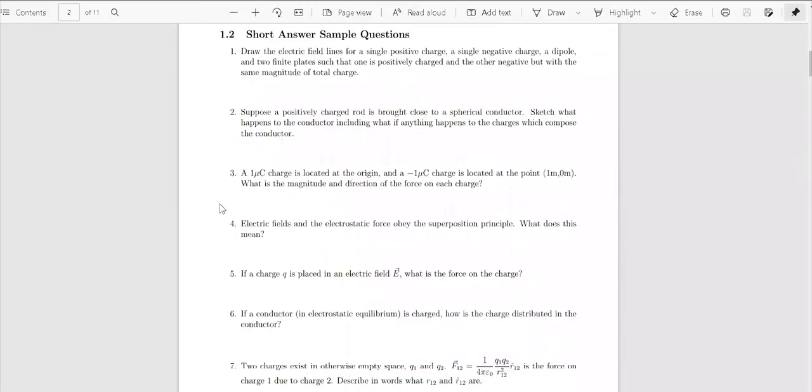Okay. So short answer questions. Draw the electric field lines for a single positive charge, a single negative charge, a dipole, and two finite plates such that one is positively charged and the other is negatively charged, but with the same magnitude of total charge.